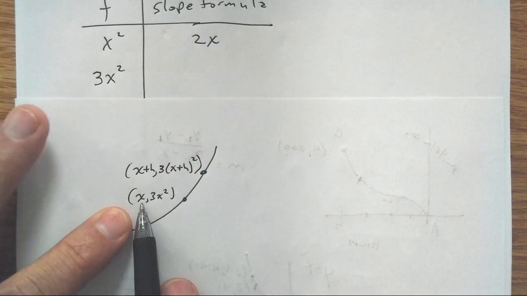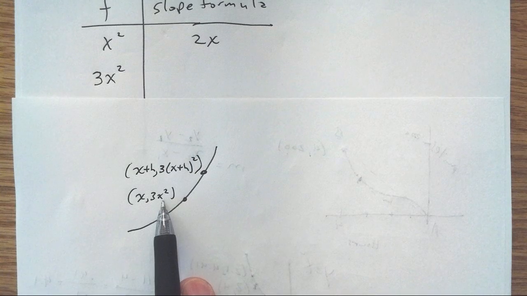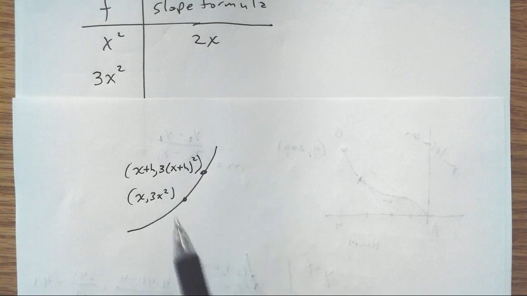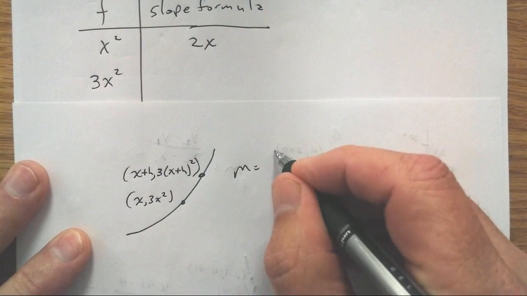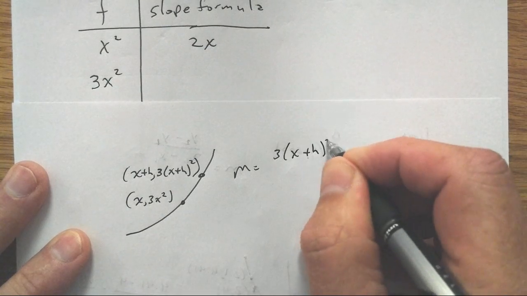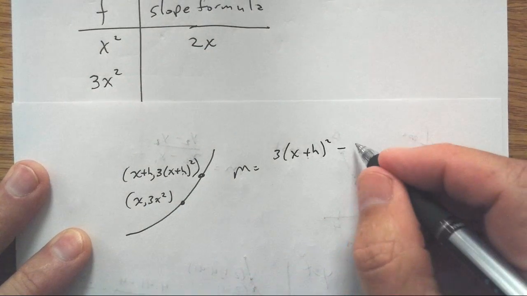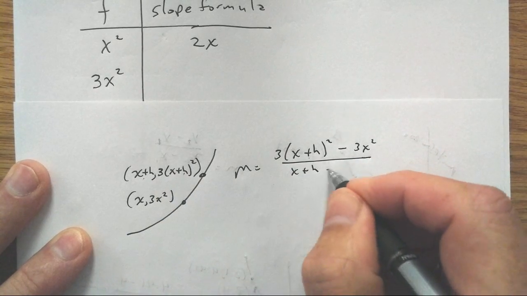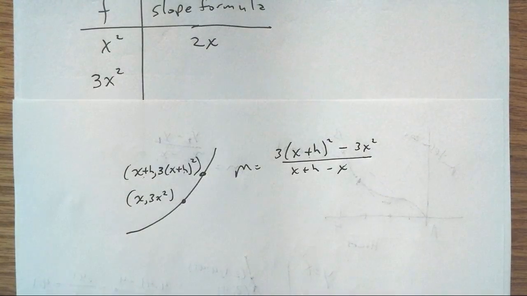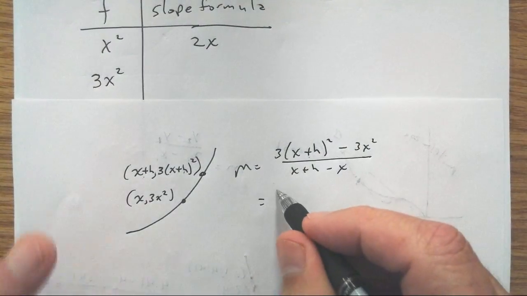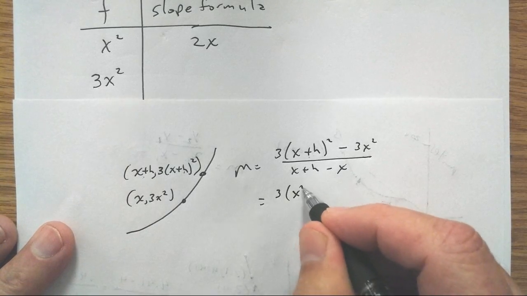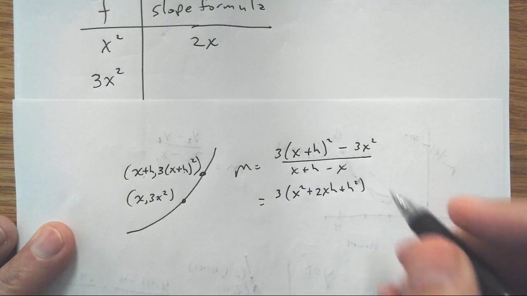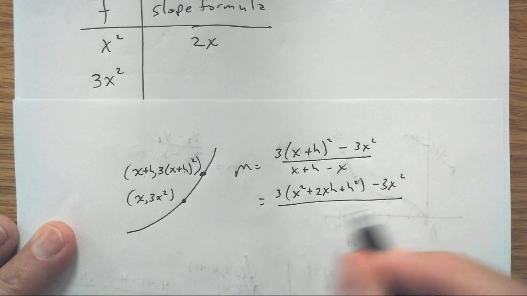So on 3x squared, any point can be called x, 3x squared. Slide to the right a little bit, x plus h. We get 3 times the quantity x plus h squared. So our slope would become 3 times quantity x plus h squared minus 3x squared, all on x plus h minus x, which we quickly find out is, once again, h. So let's see, that is 3 times x squared plus 2xh plus h squared, FOILed, minus 3x squared on h.